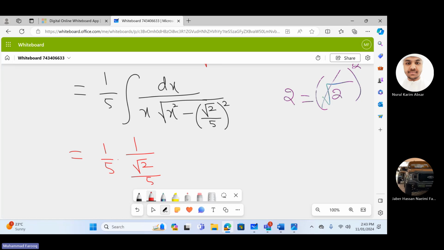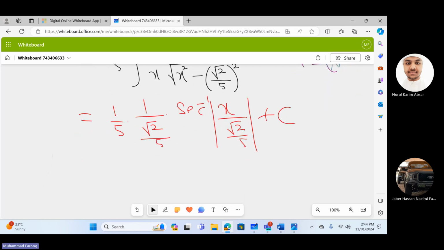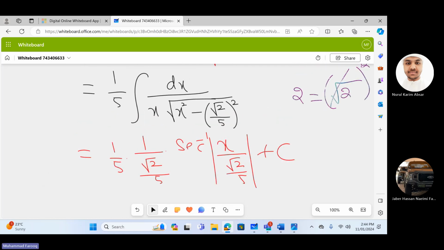Then secant. 1 over A multiply secant inverse of u over A. My u is x, absolute value. And A is square root 2 over 5. And you're right, it has absolute value. And plus C because it is an indefinite integral. Now we have simplified this. I just put the value in the formula. Is that clear?